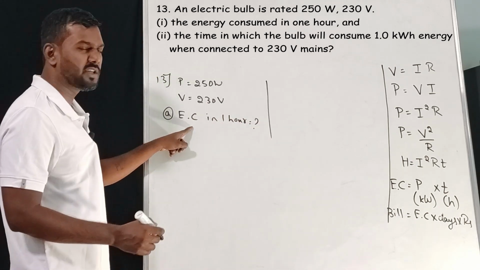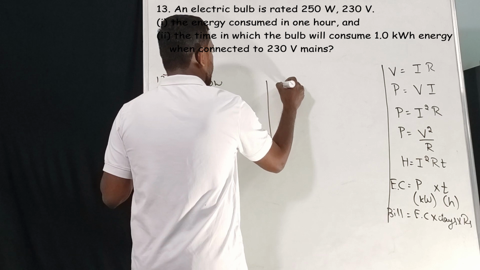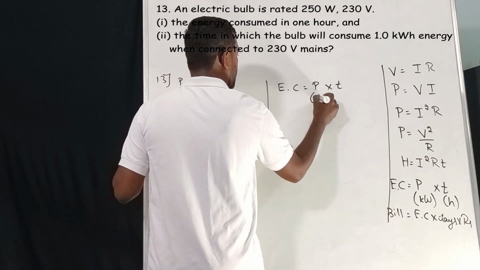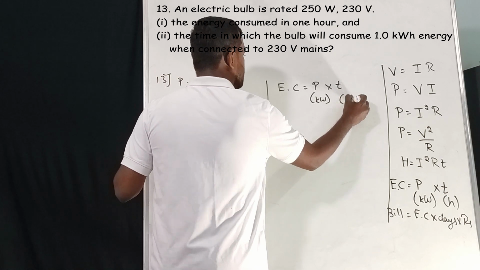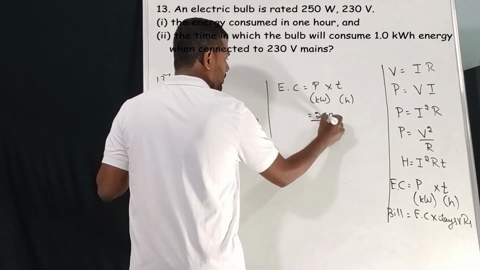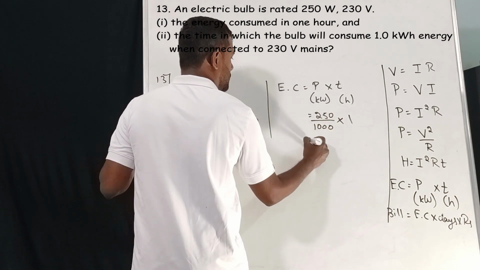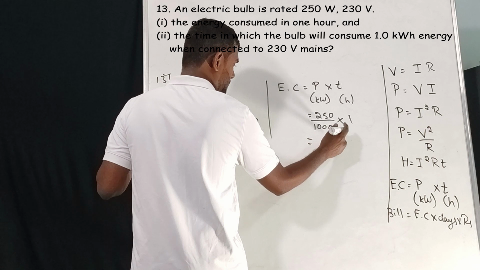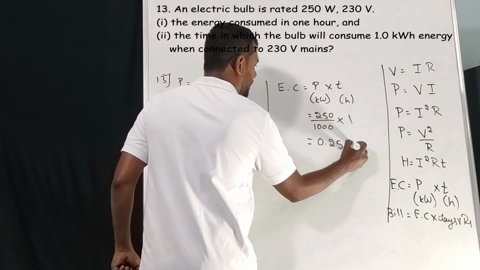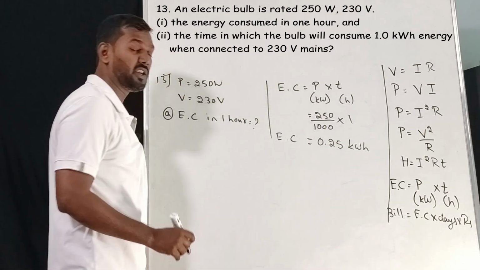Listen, energy consumption is given in terms of hours, right? So EC is equal to power into time. Power should be in terms of kilowatt, time should be in terms of hours. So power is 250, that is in watt. We need to convert into kilowatt, so 250 by 1000 into time 1 hour. That is nothing but 1 by 4. 1 by 4 is nothing but 0.25 kilowatt hour. That is nothing but energy consumption in 1 hour.